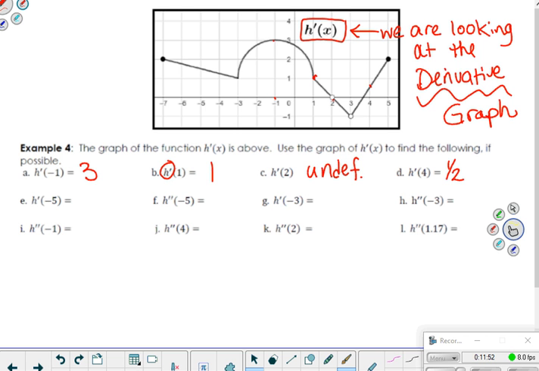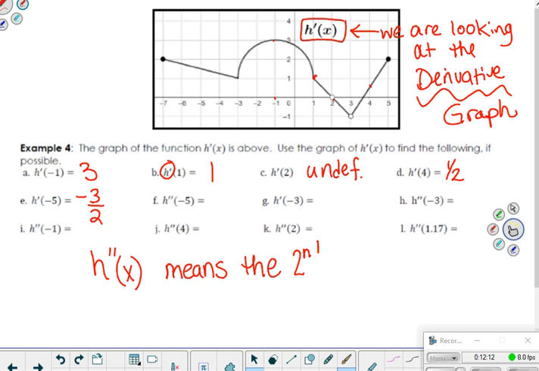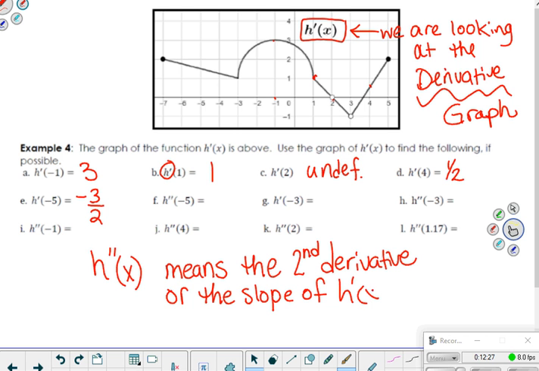Maybe I would, oh, it's a -3/2. I was just saying, maybe I'll write it as a fraction. H double prime, ooh, that's a new symbol for us. H double prime means the second derivative. Or I can interpret it as the slope of H prime of x.